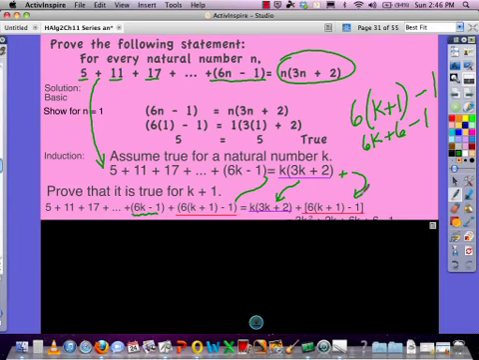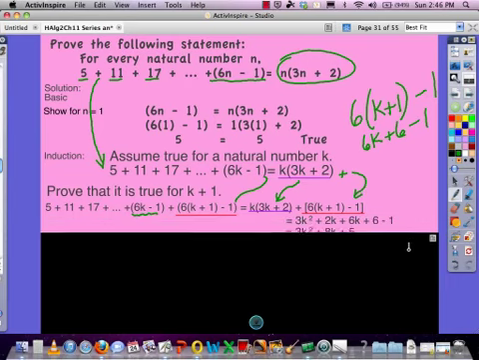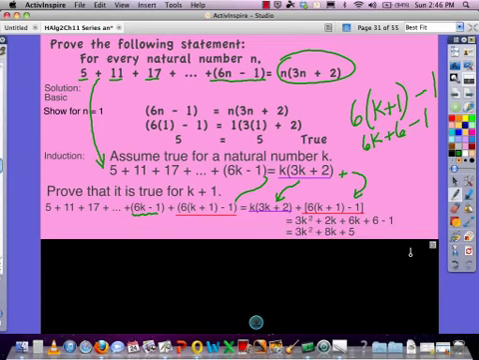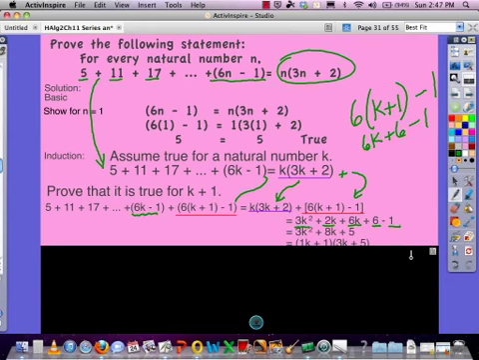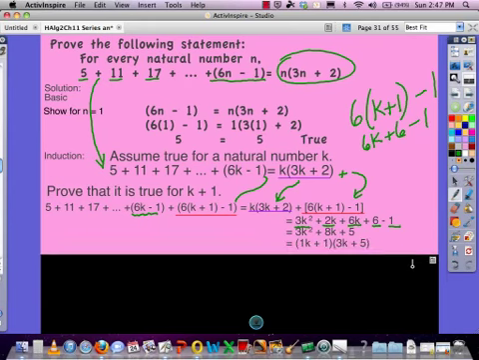So if we add something to the left-hand side, we must add that same thing to the right. That's our normal algebra. So let's look at what we have. Now I'm only working off the right-hand side, and we're trying to get it to match, so to speak. If I have the 3k plus 2 times the k, I'm going to multiply that out: 3k times k, 3k squared, k times 2k, keep multiplying. 6 times k, 6k, 6 times 1 is 6, and then we have that subtract 1. Keep simplifying. We get 3k squared plus 8k plus 5.